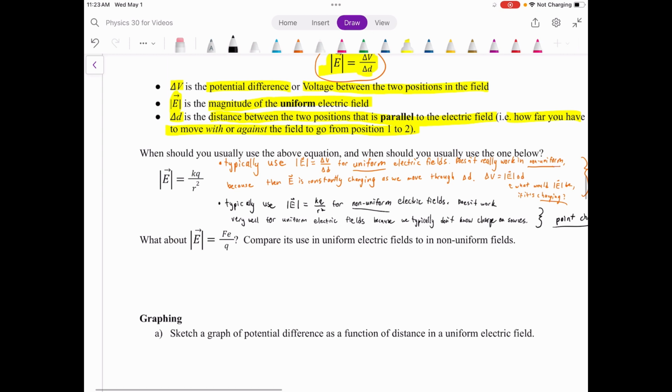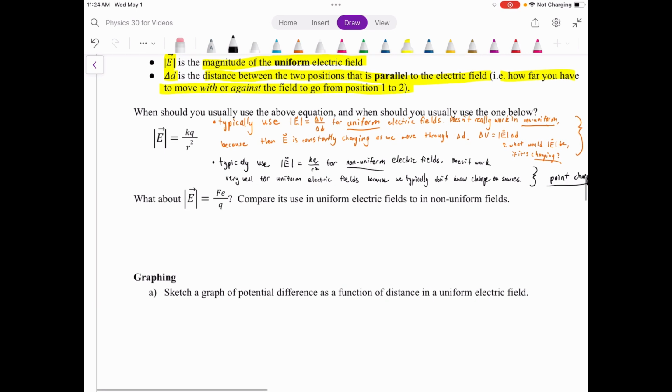This works for uniform and non-uniform fields, because all it's talking about is what force a test charge felt when placed in that field, for every coulomb of charge that it had. How many newtons per coulomb? That doesn't change if we're in a uniform versus non-uniform field, right? We're still talking about the same idea. If you put a test charge at that location, how many newtons of force would it feel per coulomb of charge that it has?